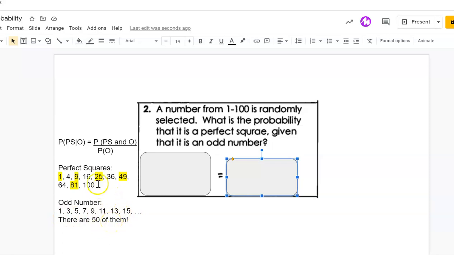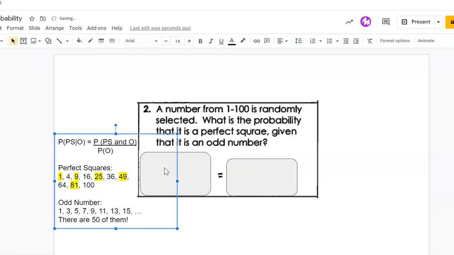All right, so if I want it to be a perfect square and odd, I highlighted those yellows. There's 5 of them out of a total of 50 odds. So 5 out of 50 is 1/10, guys. That's the answer.